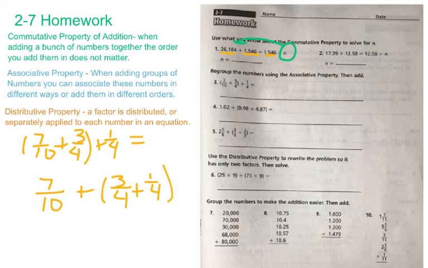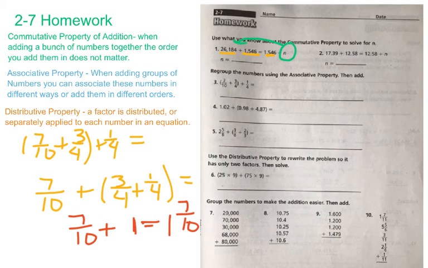And then solving becomes quite easy too, because we know that 3/4 plus 1/4 is equal to 1 whole. And 7/10 plus 1 whole equals 1 7/10. You can go ahead and write it on the line. Make sure you write the equation that you changed it to, meaning which numbers you grouped together. And you can do that for numbers 4 and 5 as well.